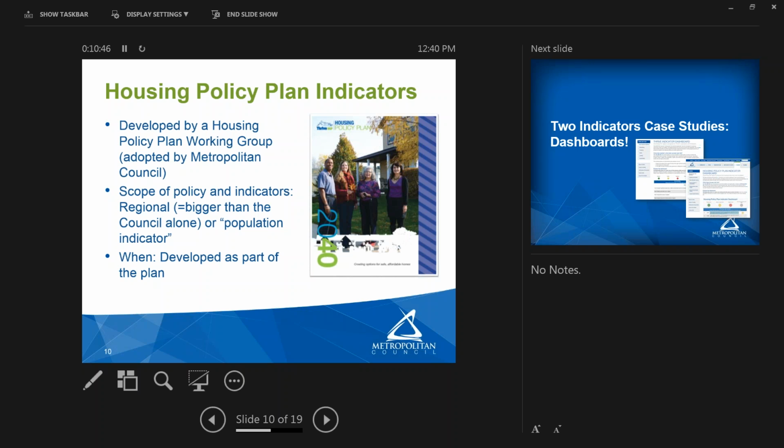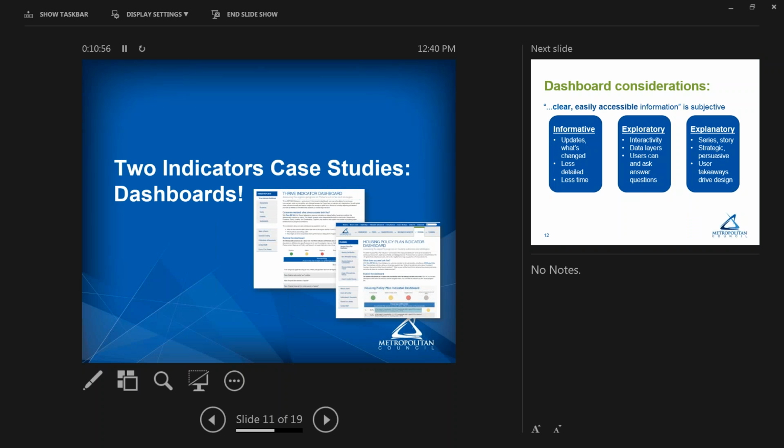So while the Housing Policy Plan maintains the same sense of being regional indicators, they're actually developed and adopted as part of the plan. So that's the context. So that's how we develop them, how we display them. Thanks.